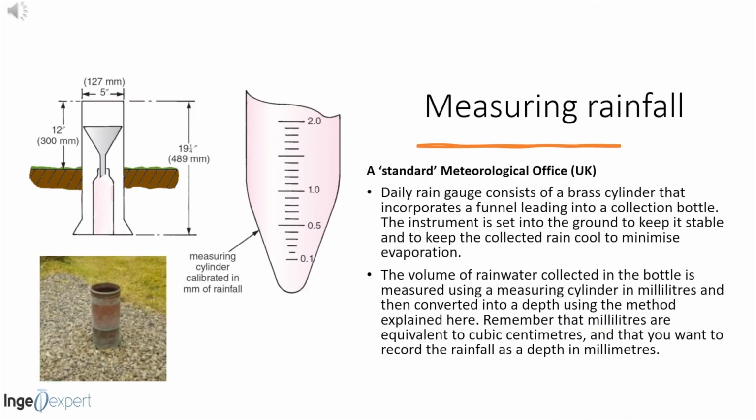Rainfall can be measured using a standard meteorological office rain gauge. These consist of a brass cylinder that incorporates a funnel leading into a collection bottle. The instrument is set into the ground to keep it from falling over and to keep the collected rain cool to minimize evaporation. The water collected is measured as a depth of rain, usually in millimeters, by pouring it into a measuring cylinder that is calibrated to give the correct answer. The bottom part narrows so that you can measure very small amounts of rain, down to 0.1 millimeters.